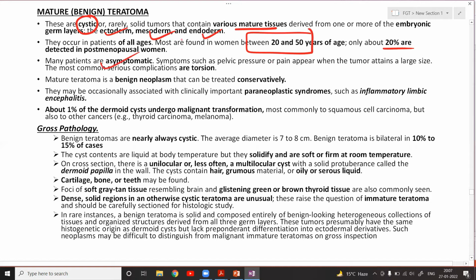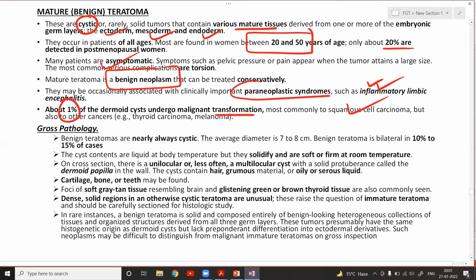Most of the patients are asymptomatic at presentation. Now, mature teratoma is a benign neoplasm, so it is basically treated conservatively. They might also be associated with paraneoplastic syndromes. One very important one, which is asked in exams, is inflammatory limbic encephalitis. Around 1% of dermoid cysts can undergo transformation into some kind of malignancy, most commonly squamous cell carcinoma, but can be other cancers also.